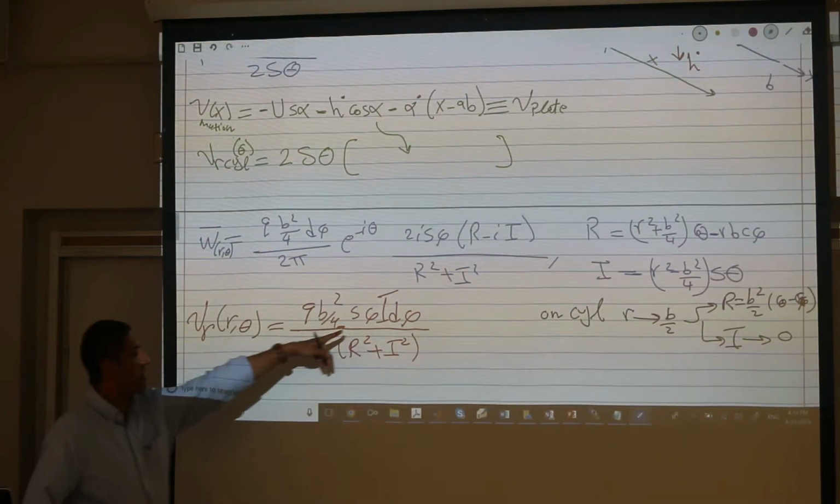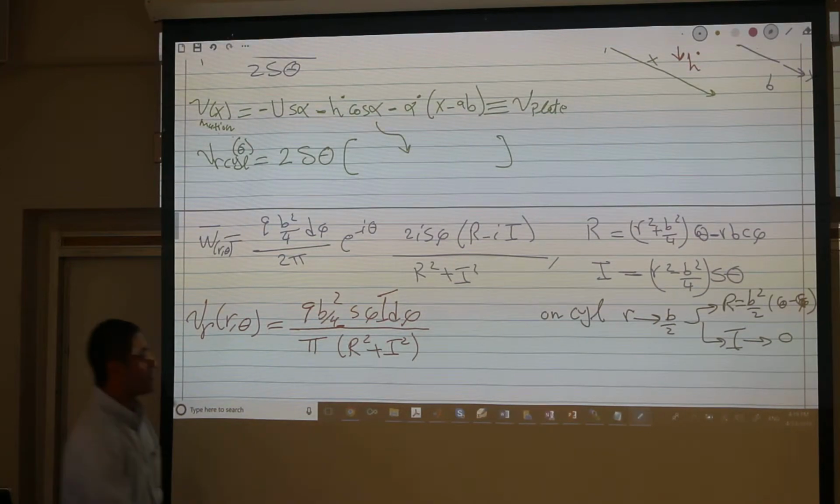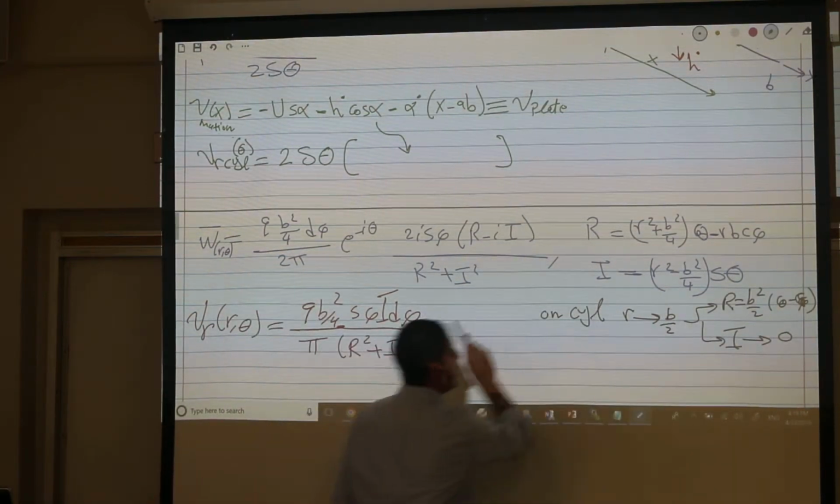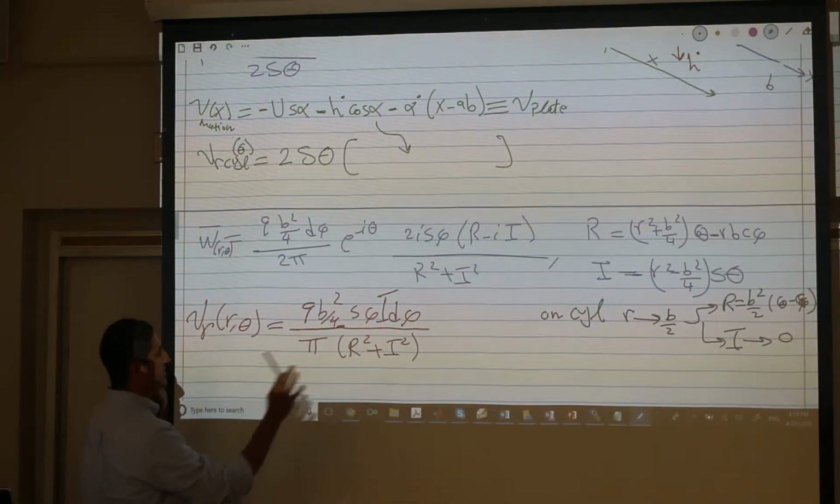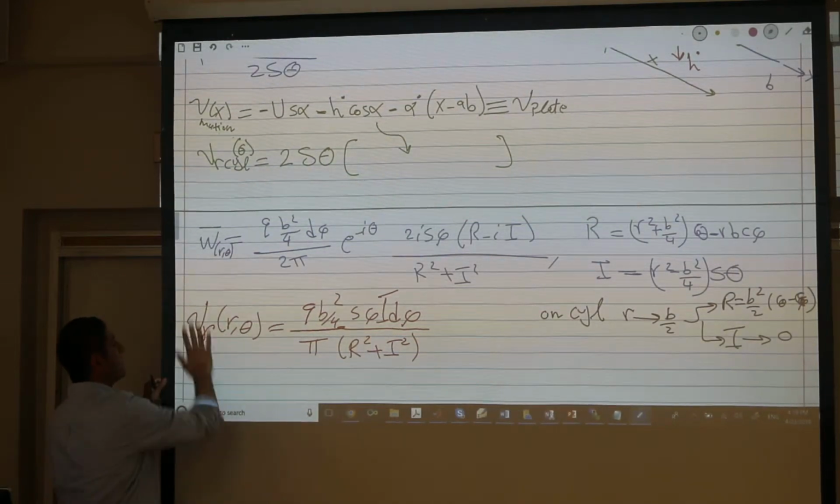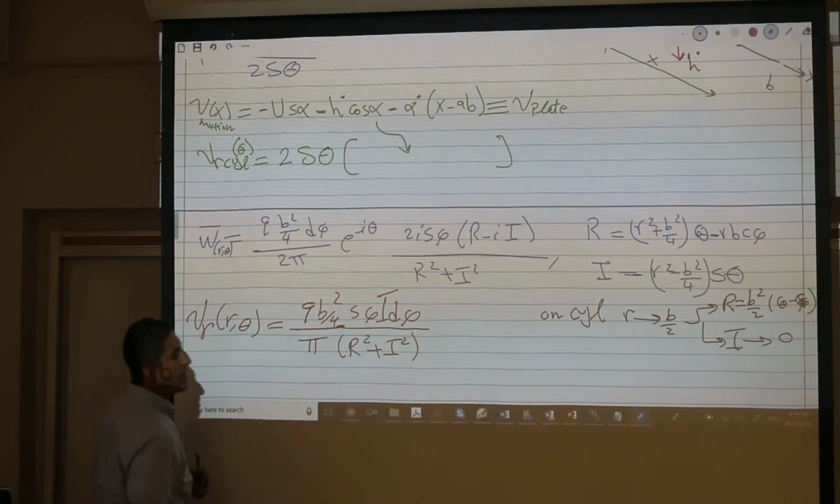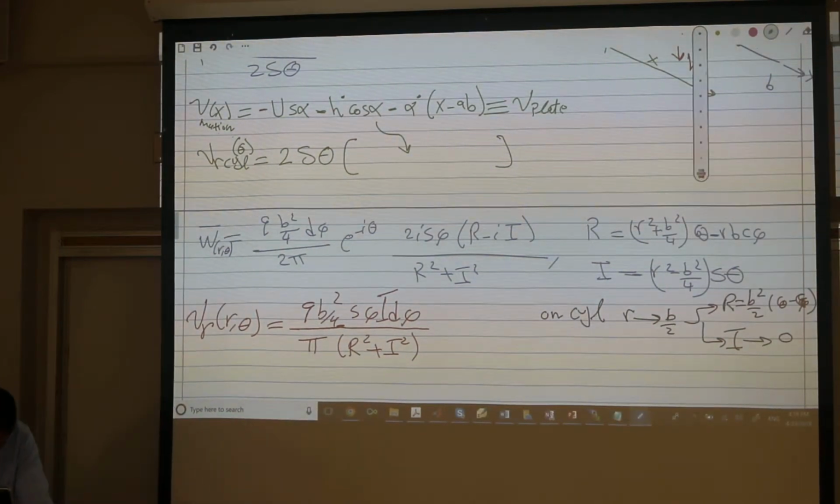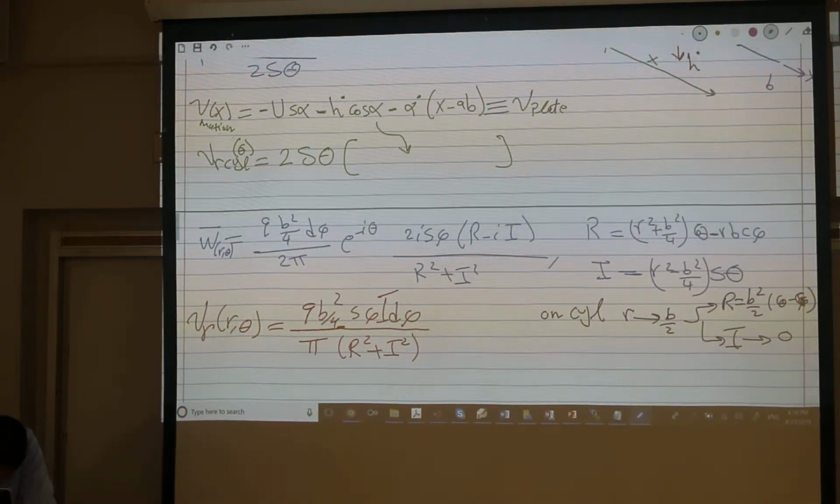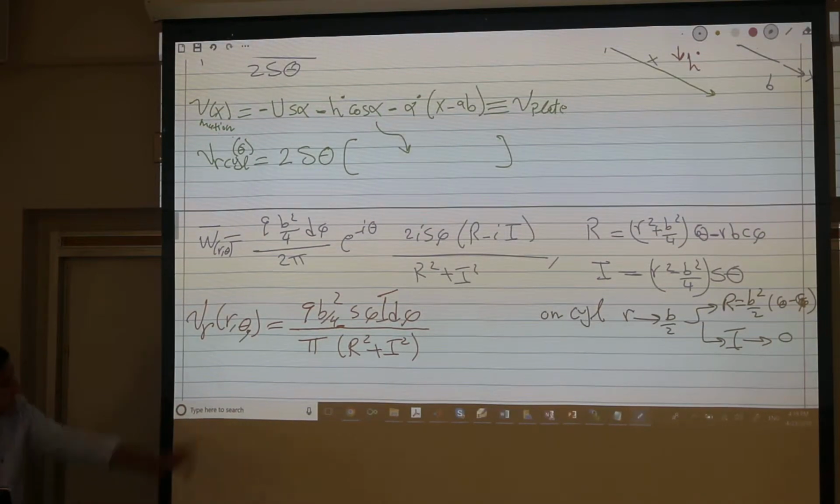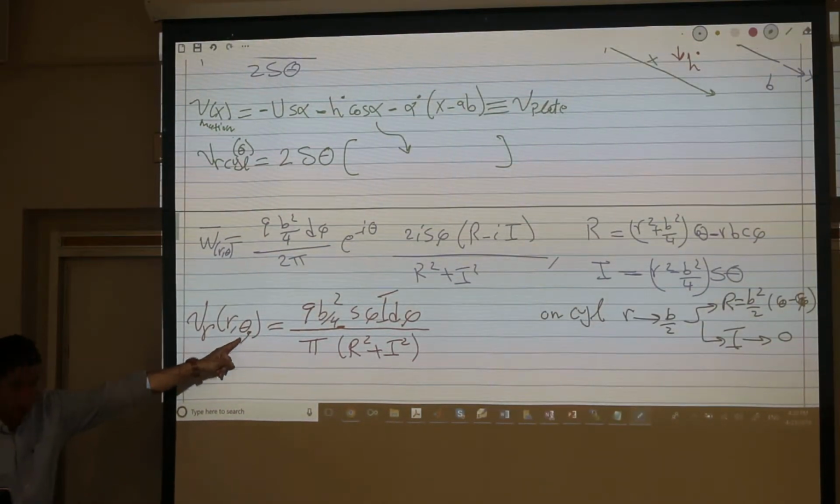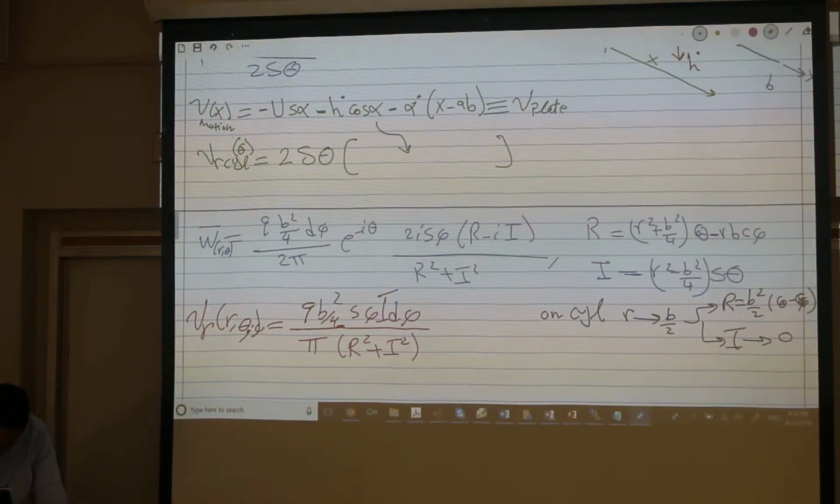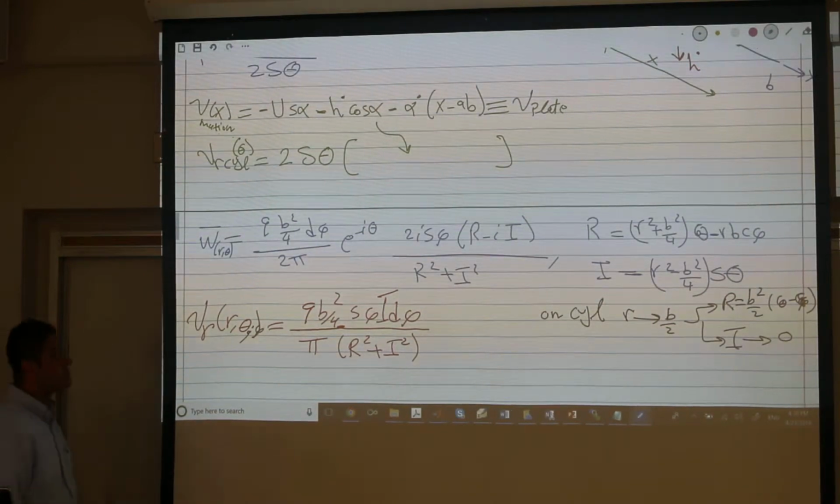But the issue is that I goes to 0. Yes, on the cylinder I goes to 0, and if everything else is okay, this means that this guy goes to 0 everywhere. Remember, this is the radial velocity at the point r and theta due to the pair at phi.